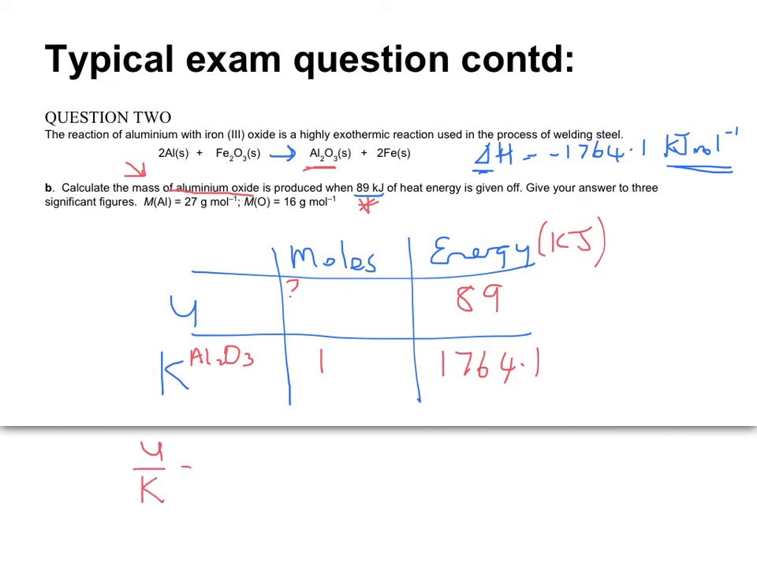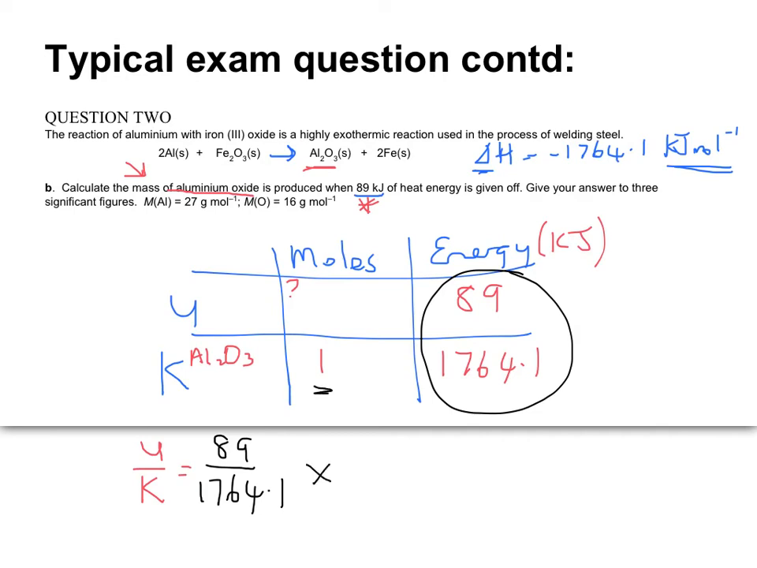Okay, so firstly we can use our unknown over known ratio. So we know using what we know divided by what we don't know, and in this case we are doing that with the energy. Okay, we've got an unknown energy and we've got a known energy, so we can use this in our ratio. So we can go 89 over 1764.1. We can times it by our known moles to give us our unknown moles. And just off the top of my head, that is going to be 0.0505 moles.